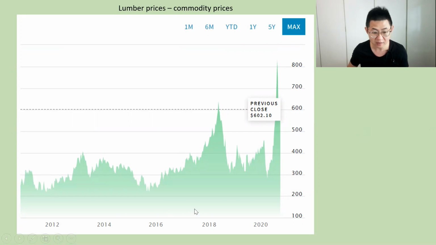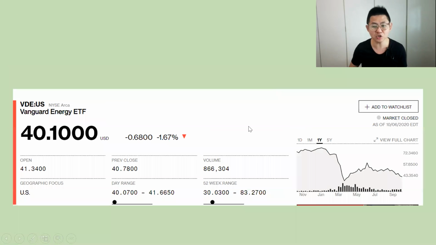If you check out the last few years, because of the COVID, the price dropped, but now it's spiked again, right? To a very high level. Therefore, you can see that the material price is also going up. Yeah, and energy, it's not up yet. You can see energy is not up yet.